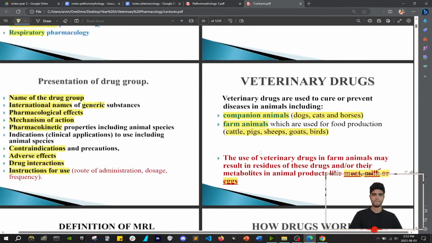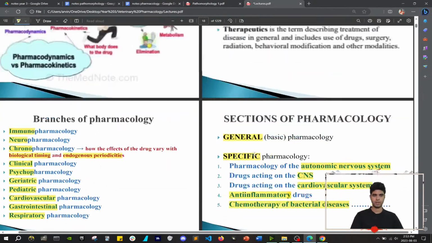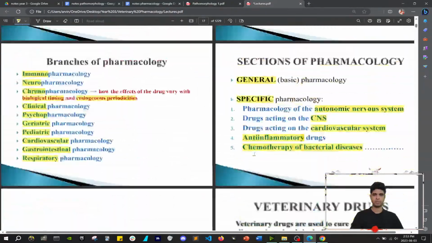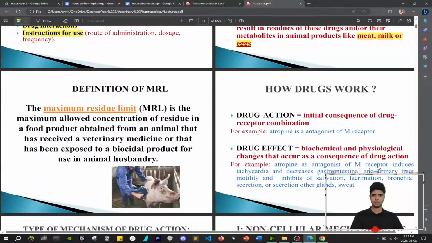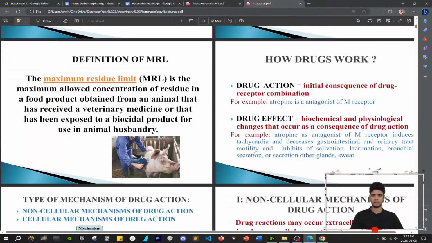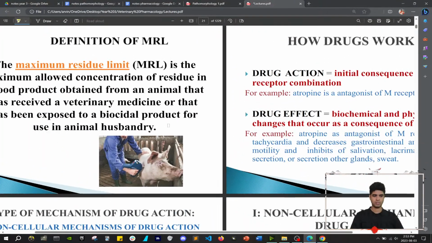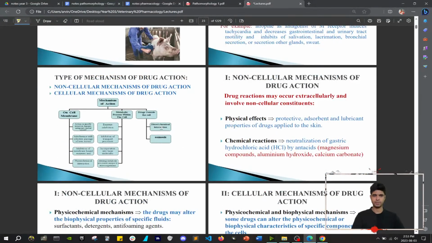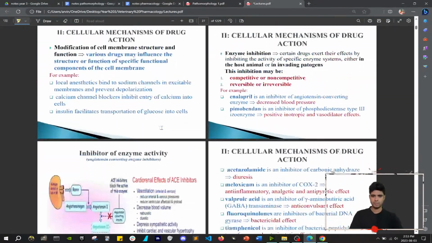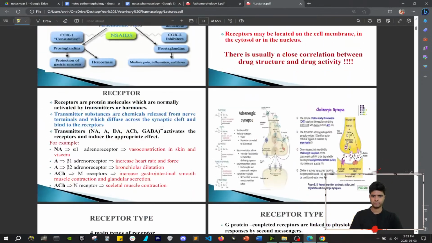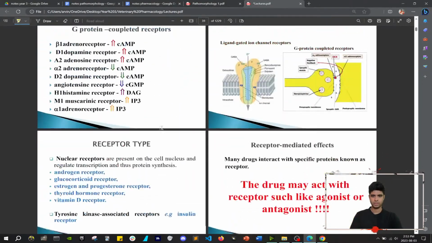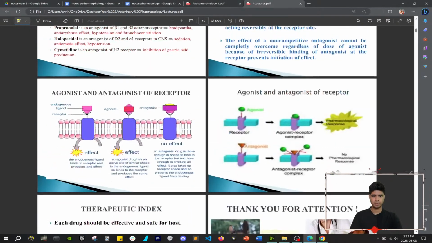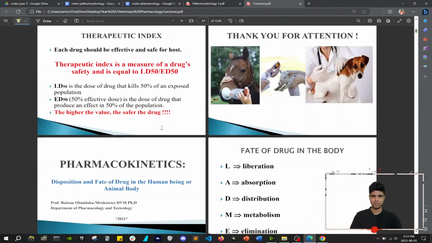So far it looks okay, a good general introduction. I guess we can stop here and continue later. This is another setup where they explain how the drugs act.